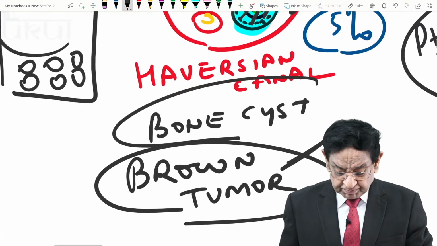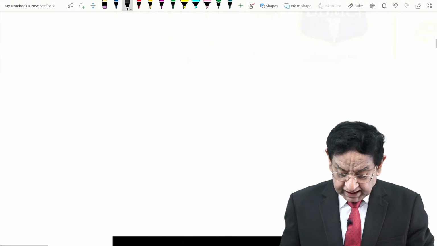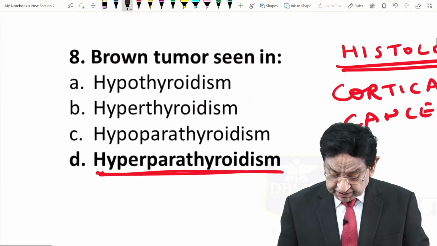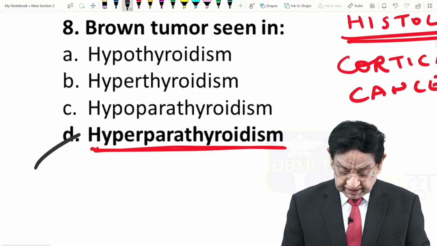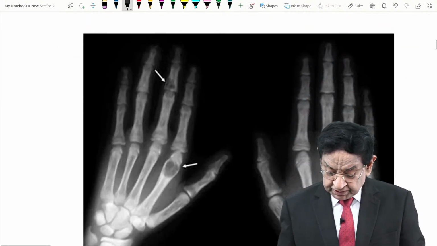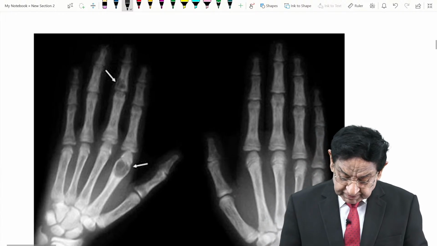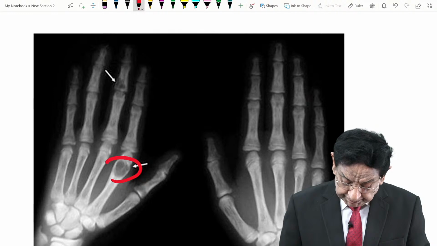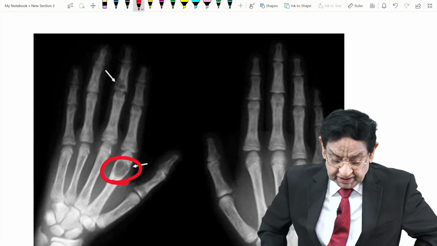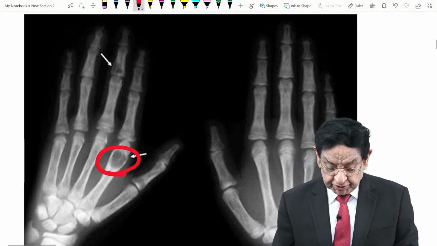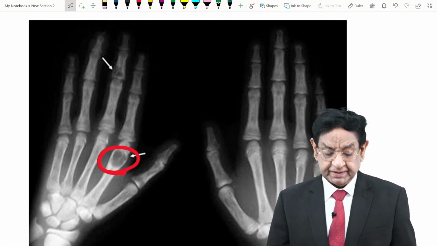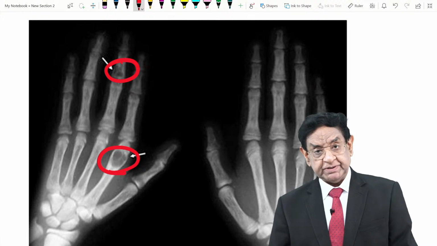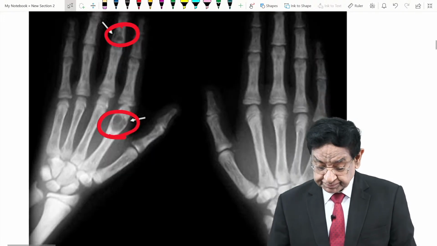Very commonly asked. The brown tumor is seen in hyperparathyroid. It is not seen in other conditions. This is the answer. Let me show you. So just see this beautiful picture. Lovely photo, a typical exam question. You are getting a type of brown tumor, looking like some tumor is there. And you can see one more thing, brown tumors are there, right?